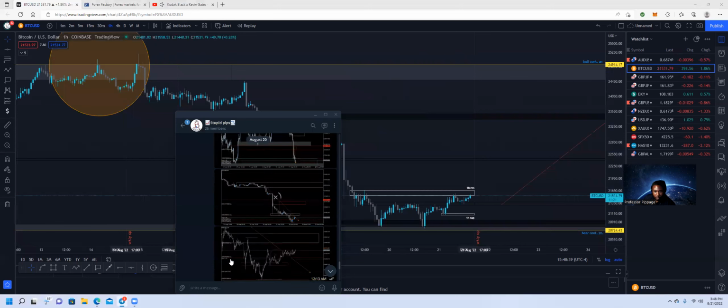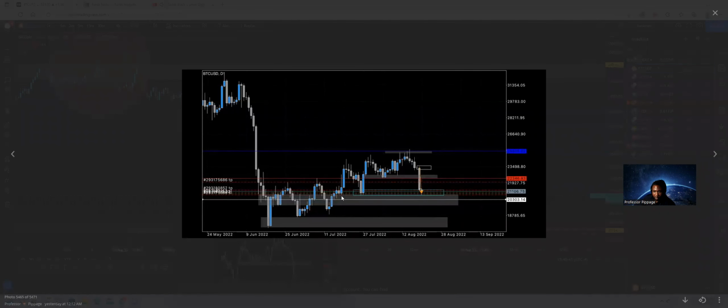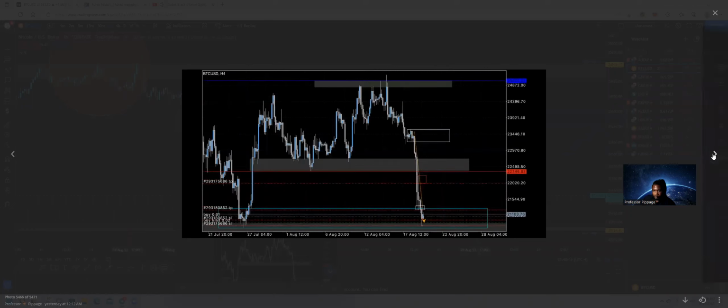I do have a few of the setups, like how I identified that demand. I said, okay, well, if price action broke below this level, then we're ultimately going back bearish and will not be able, at that point, to correct all this price action back in over here.